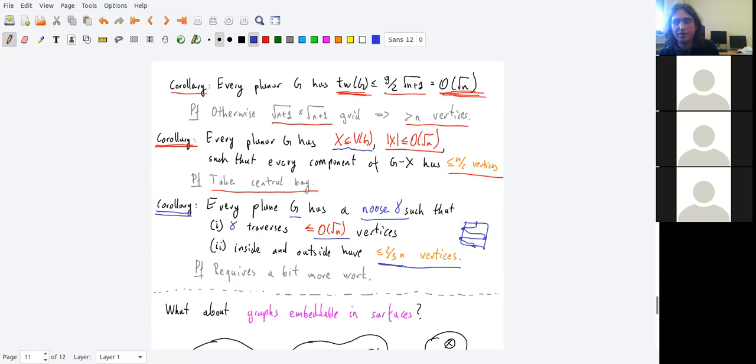However, you can tweak the proof in order to get a tree decomposition that has binary branching, and then from this statement you can derive this kind of a balancedness level. Yeah, I just wanted to state it for the record.